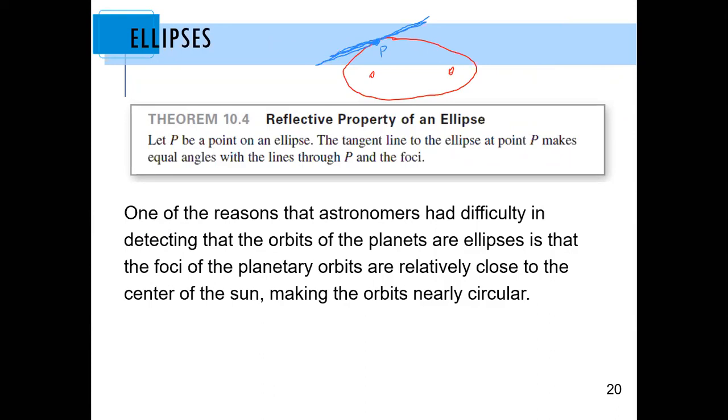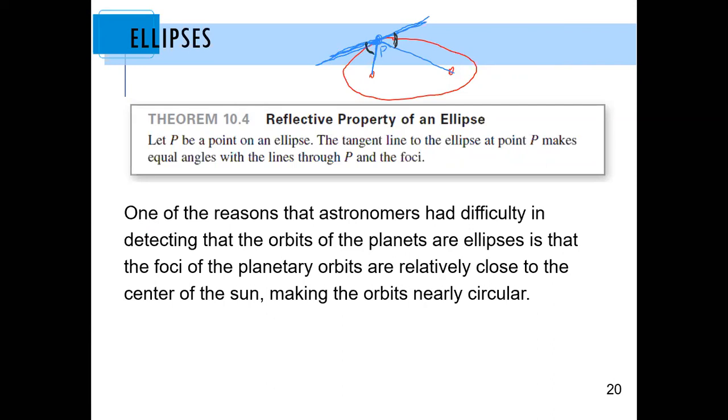The tangent line makes equal angles with the lines through P at the foci. Okay, so if I draw this and this, then what's true about this angle right here? What's true about this angle right here? It's going to be the same as this angle right here. Does that make sense? Okay, so there's still this kind of reflective property going on in this case as well, which is kind of neat to think about.